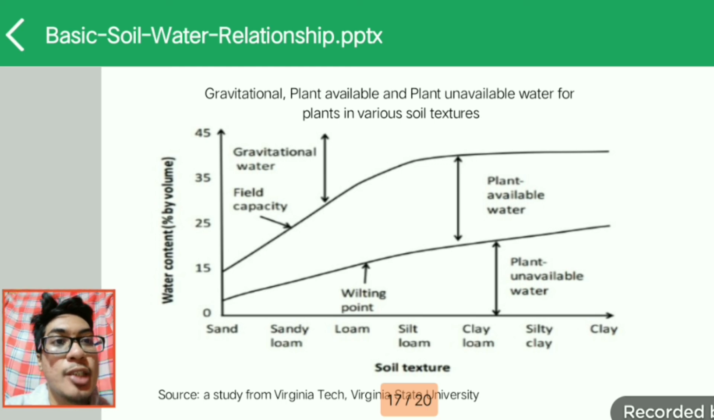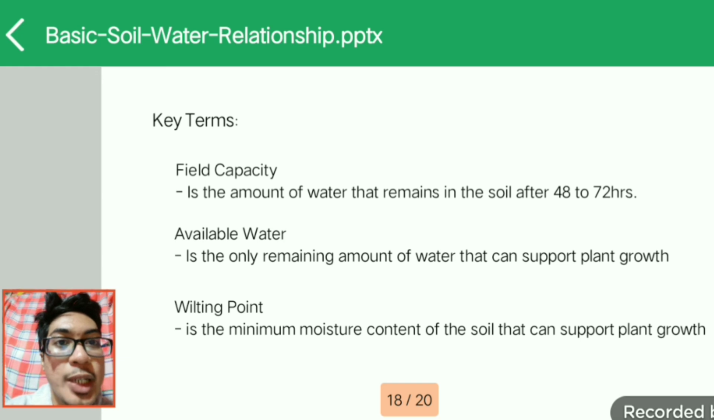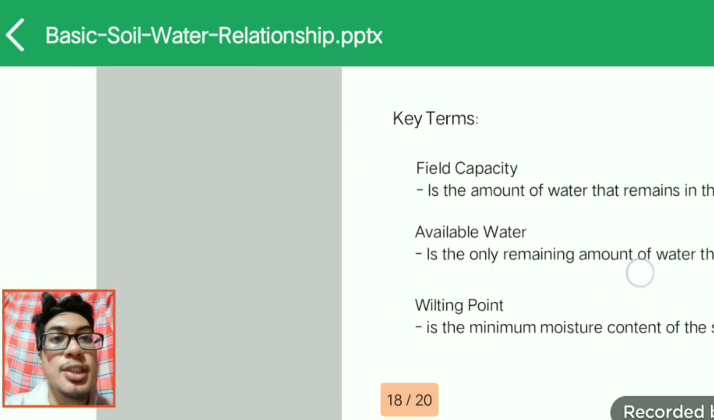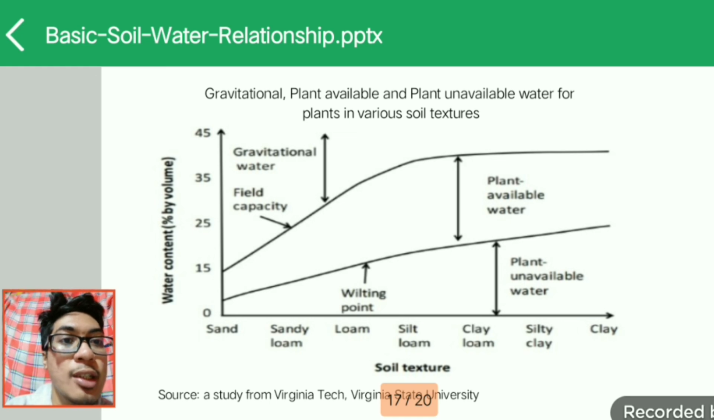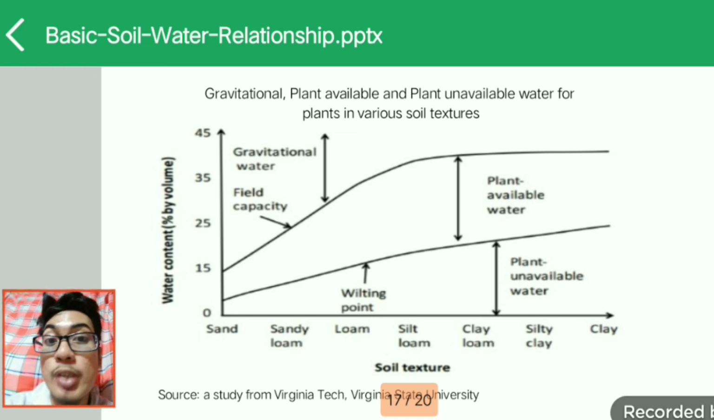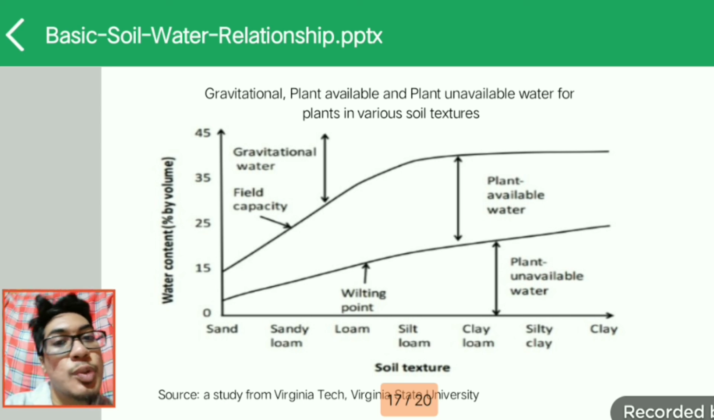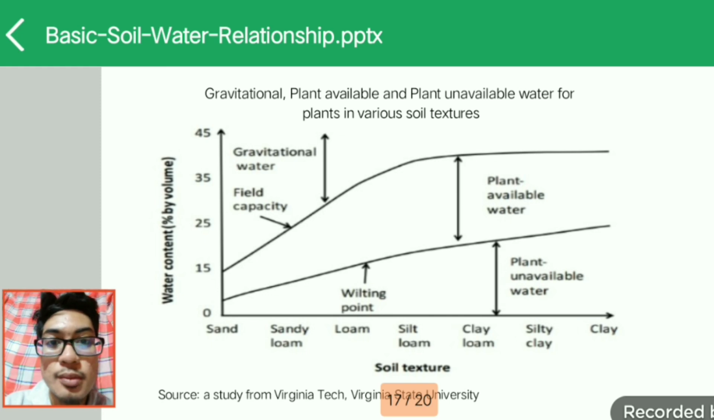The field capacity is defined as the amount of water that remains in the soil after 48 to 72 hours. So they studied the types of soil: sand, sandy loam, silt loam, clay loam, silty clay, and clay. Those are all their samples. They put water in it, compared them, and let the water stay on that soil for 48 to 72 hours.